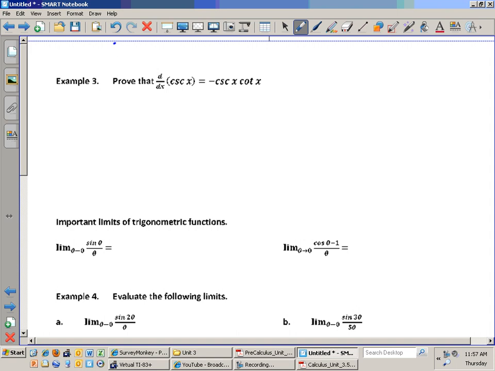Okay. It says prove that d over dx cosecant of x is equal to negative cosecant of x cotangent of x. So we're going to do just one basic proof here. It's not very difficult. What does d over dx mean? The derivative with respect to x. So x is our variable that we're working with. We want to find the derivative of that.